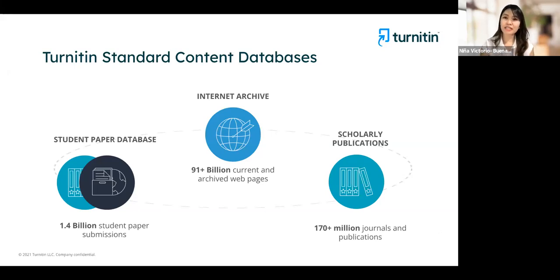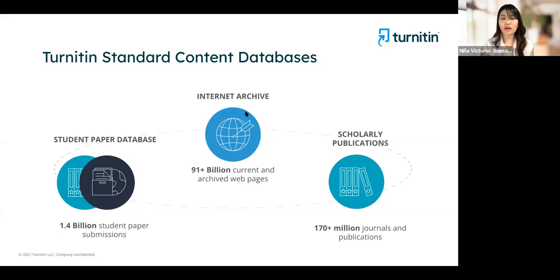The third content database that we have is the scholarly publications. Primarily, this portion is all about avoiding academic and research misconduct. This repository will make sure that students are not just taking work from journals or scholarly articles and claiming that it is their own work. Here we have more than 170 million journals and publications in this database. Again, those are the content databases that we have.